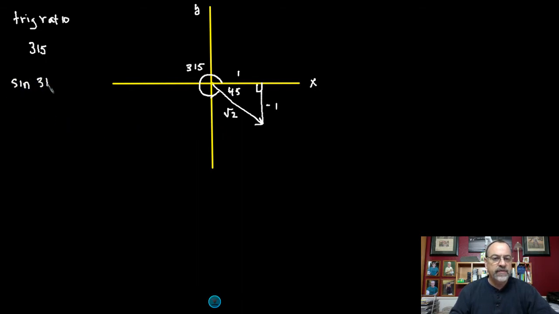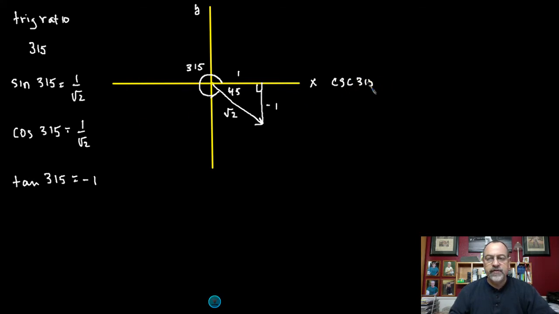So the sine of this 315 degree angle is going to be 1 over square root of 2. The cosine of this 315 degree angle is 1 over the square root of 2. And the tangent of this 315 degree angle is the -1 over 1, which is -1. And then again, the reciprocal function, the cosecant of this 315 degree angle is the reciprocal.